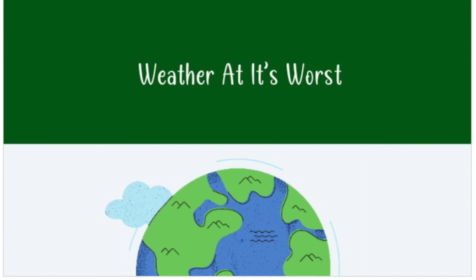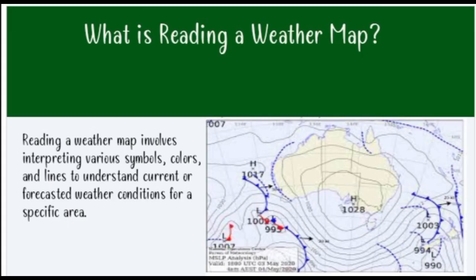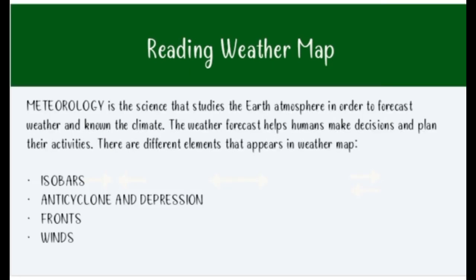Weather at its worst. Reading weather maps involves interpreting various symbols and lines to understand the current conditions of the weather for each specific area. And reading weather maps, a meteorologist is the one who studies the Earth's atmosphere in order to forecast the weather condition and the climate.